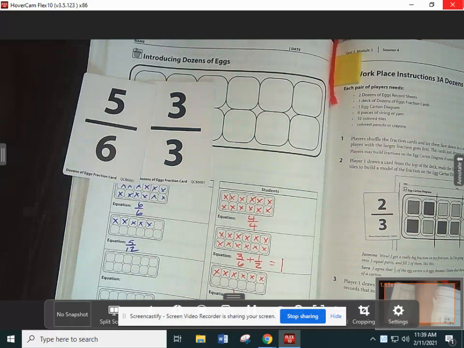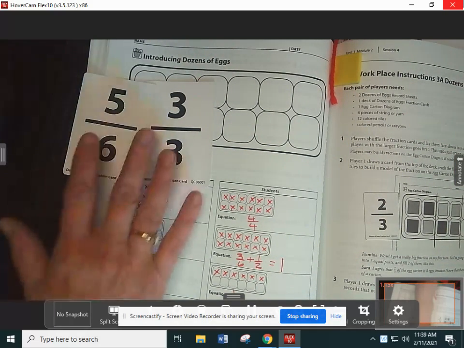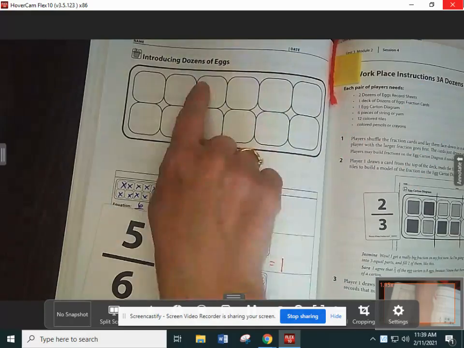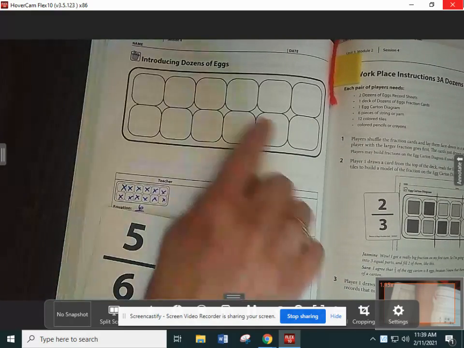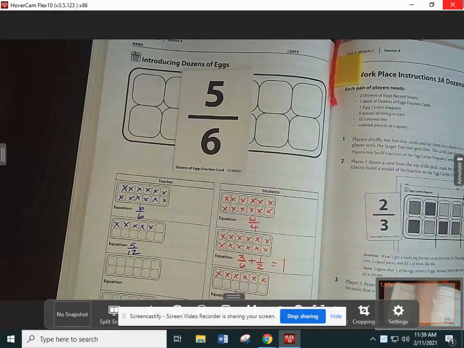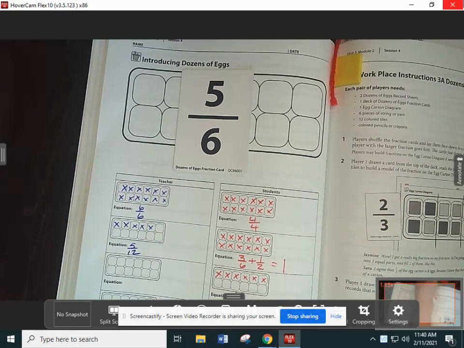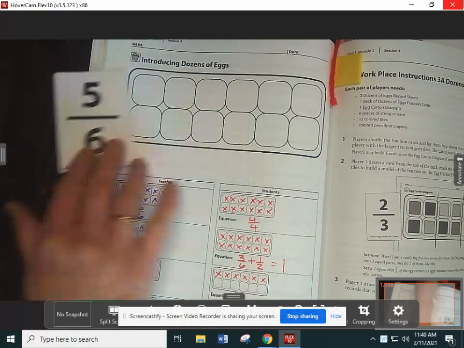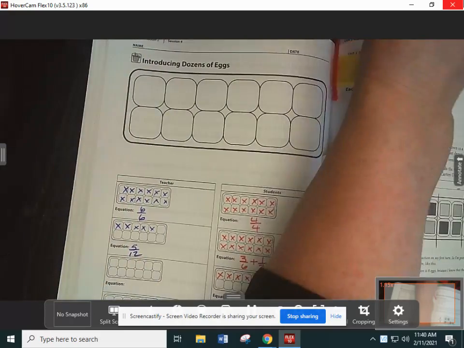5/6. How many eggs is 5/6? If I divide this into how many parts, Marshall, I gotta make certain you're paying attention. Marshall, how many parts do I gotta divide my egg carton into? This is my new fraction. 6. How many of my parts need to be full, Marshall? 5. Marshall says I have to fill 5 of my 6 parts up.